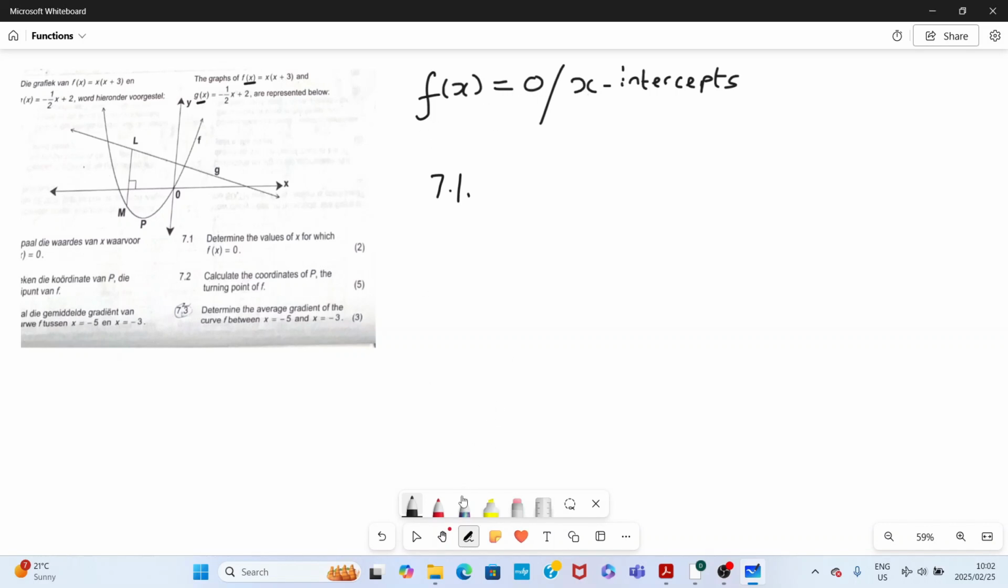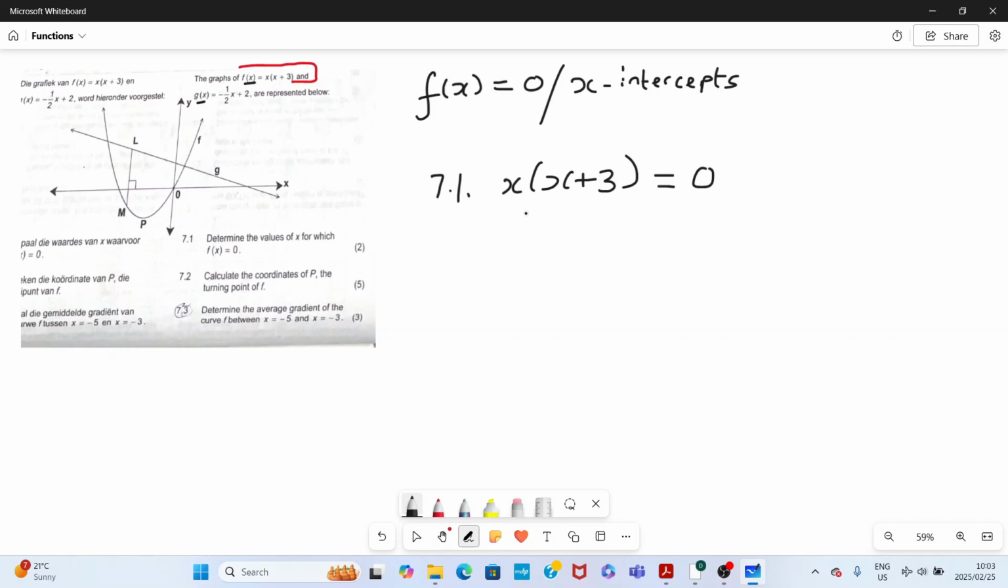And what is our f of x? F of x is given by the function here. So f of x is going to be x into x plus 3. This is still f of x. This is equal to 0. So now you have something familiar. What are we going to do? We have to solve for x.